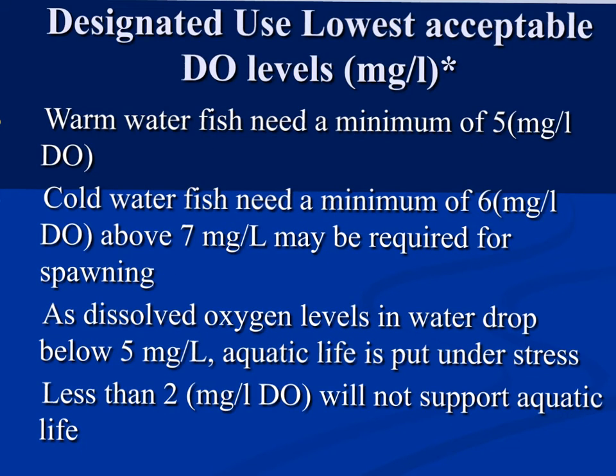So fish that live in warm waters need a minimum of 5 milligrams per liter of dissolved oxygen. Cold water fish need 6 milligrams per liter of dissolved oxygen. If they're spawning, it's going to need to go higher because they're using more energy. So, we would say closer to 7 milligrams. When you get less than 2 milligrams per liter of dissolved oxygen, that's going to be stagnant. That's not going to support any kind of aquatic life.